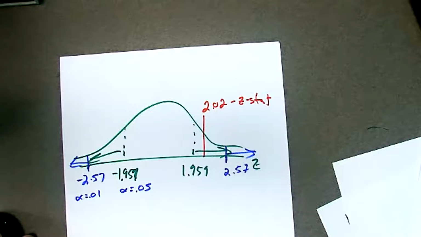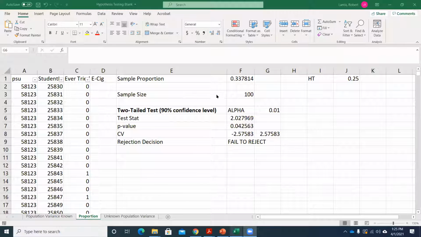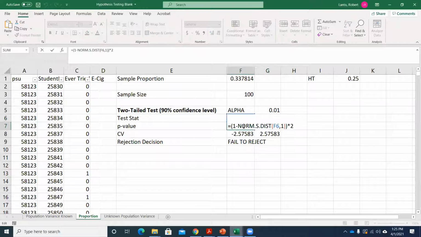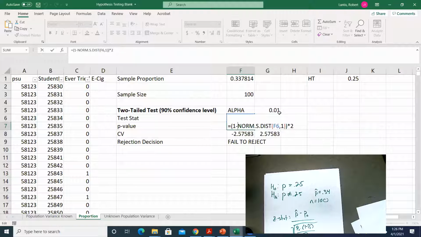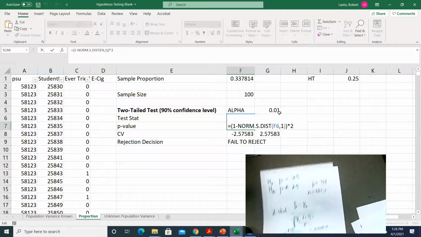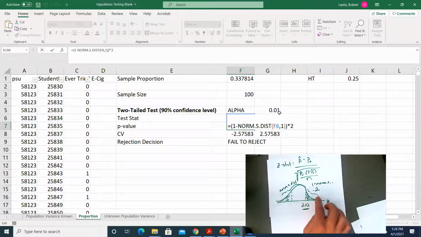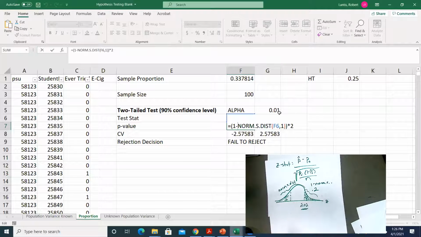Any questions on anything there, or do you want to see something in that Excel again, or a question on how I did something? Yep. That one was a little tricky, because we can use the norm.s.dist function to find the area to the left. Here, we wanted the area to the right, so I find the area to the left of my test statistic, subtract it from 1, which gives me the area to the right, and then multiply it by 2 because it's a two-tailed test.